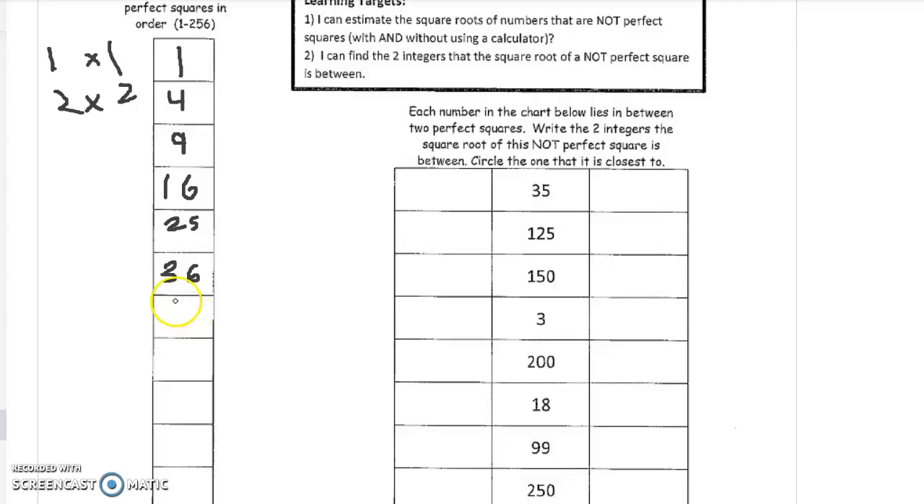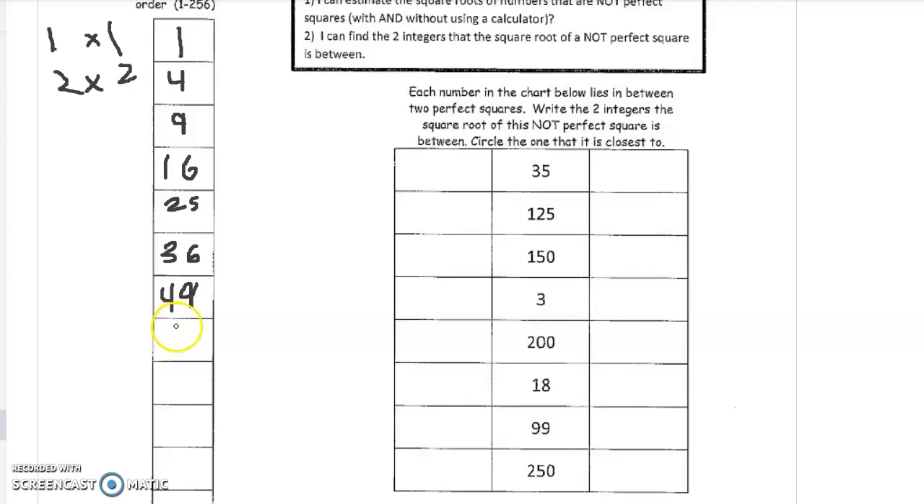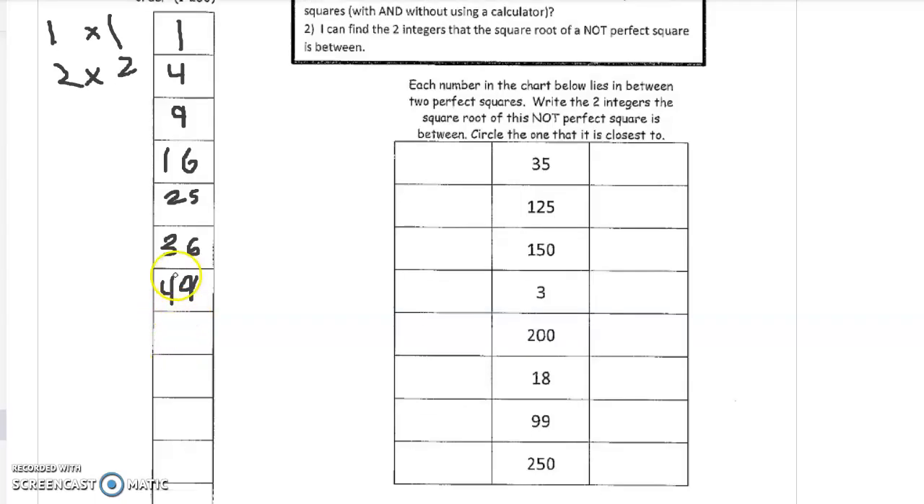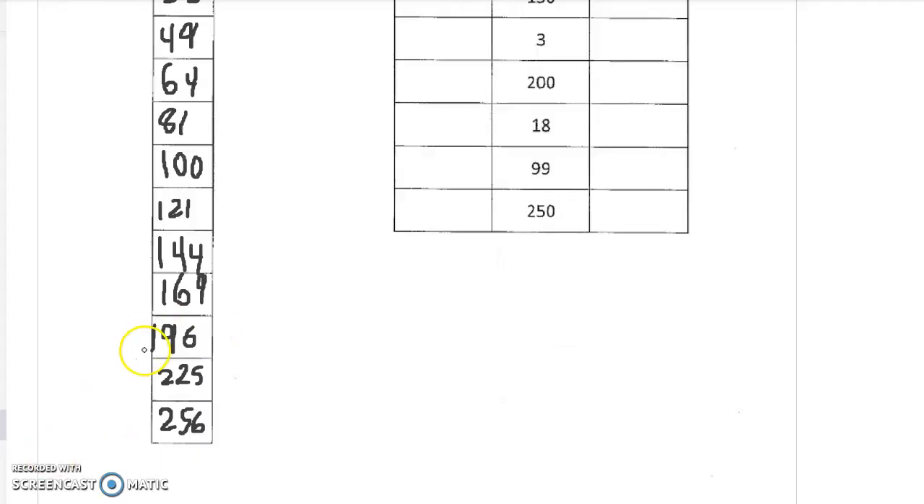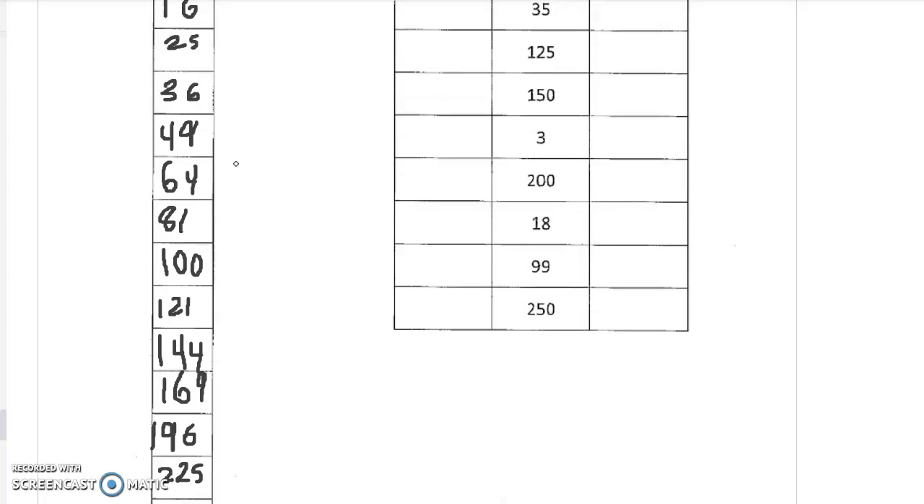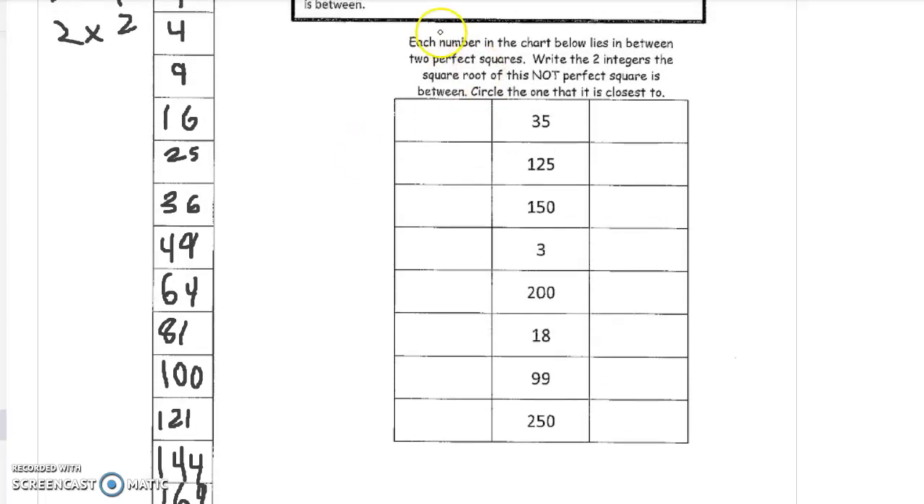Let's go ahead and fill these out real quick. All right, and here we've got the rest of the perfect squares. Now on the right side, we've got this chart. The directions say each number in the chart below lies in between two perfect squares. Write the two integers the square root of this non-perfect square is between, and circle the one that's the closest.